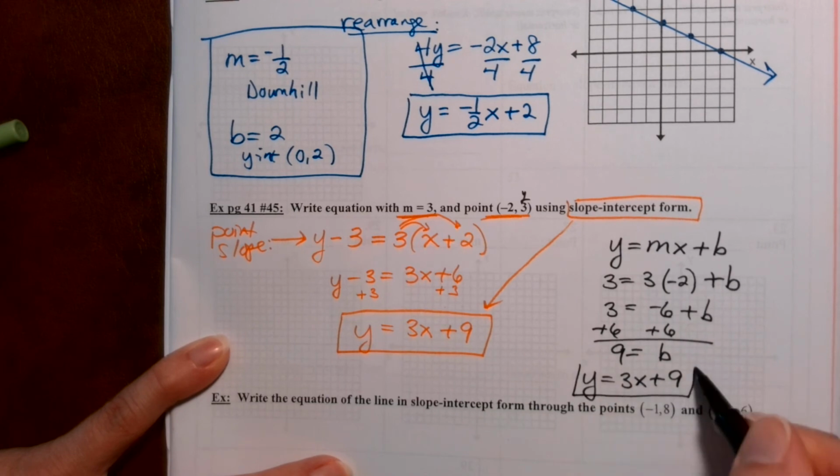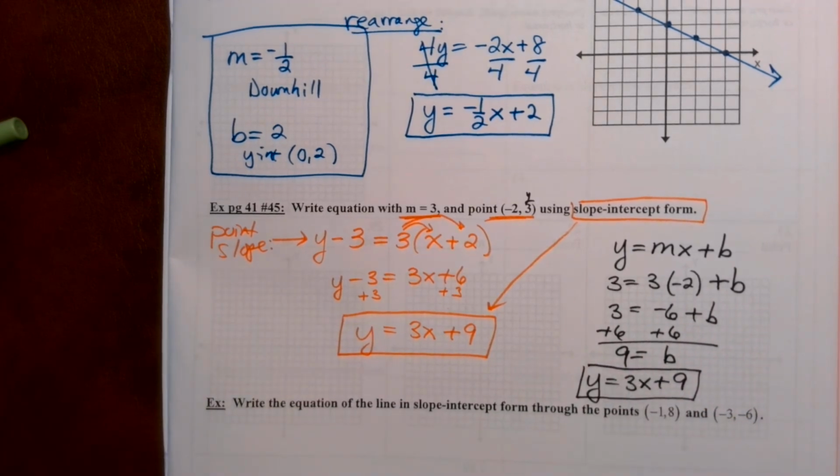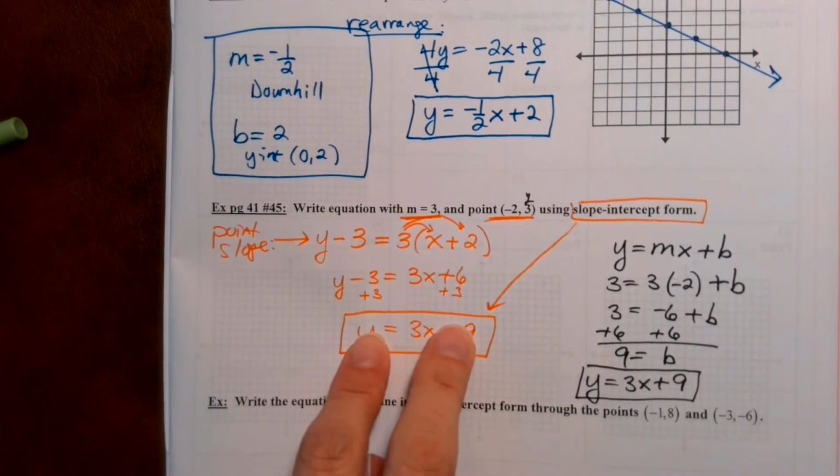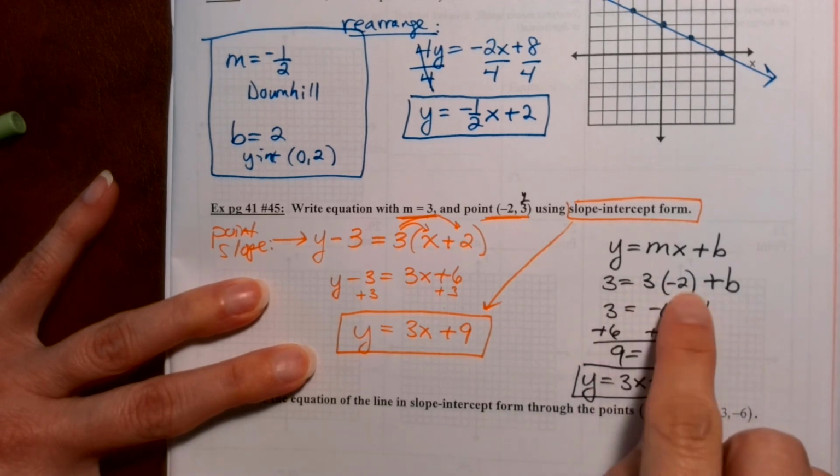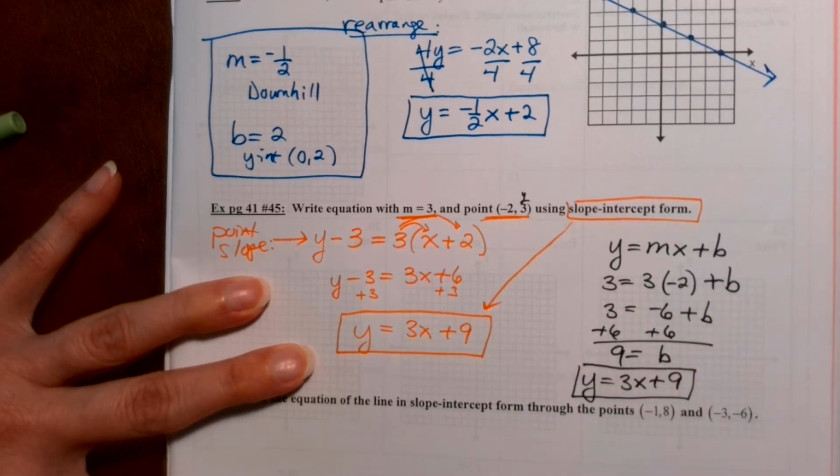Both of these methods are totally acceptable. This one's a little faster, more elegant, so I think switching over to this is going to make your life easier, but you could always do it the old-fashioned way. The only thing is if there's fractions and stuff, sometimes this gets a little more complicated.